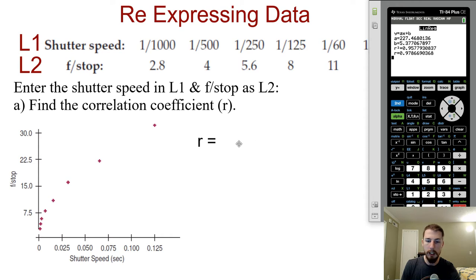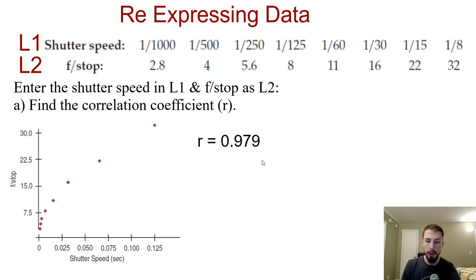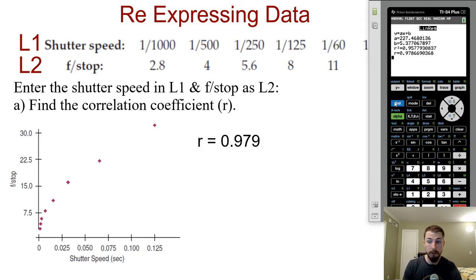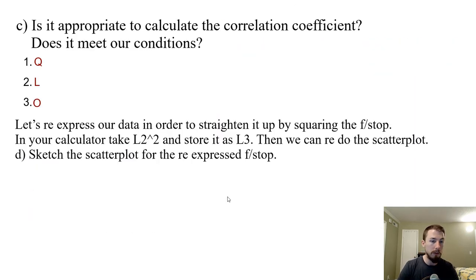We have a correlation of 0.979 if we round. So if we look at that correlation coefficient, that's actually really strong. We would say that's a very strong association. But because it's curved, that's not actually a good measurement of the strength, and the strength of the association is actually going to be even stronger than that whenever we re-express the data. So how do we re-express the data?